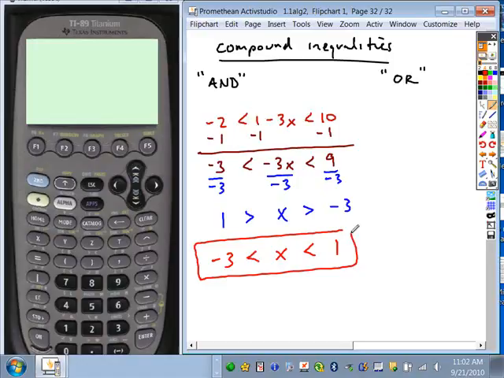Or that if I wanted to rewrite this in interval notation, what's my lowest limit? Negative 3. My upper limit is 1. Is negative 3 included in this solution set? No. So it's a parentheses. And how about the 1? No. So it's also a parentheses. So this is my interval notation for that.